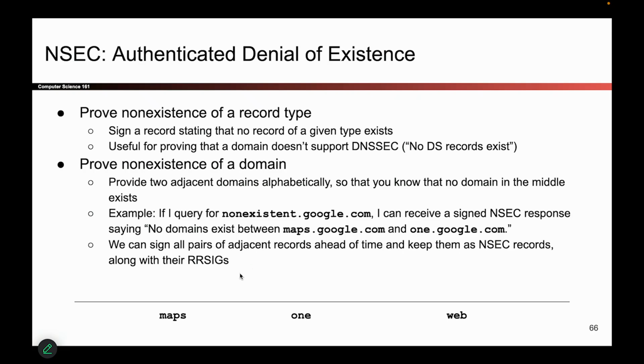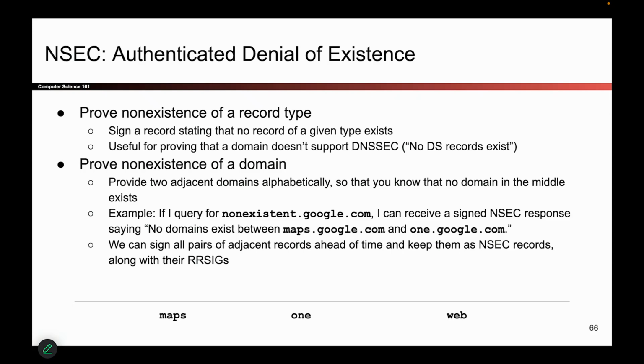More specifically, the way that they choose ranges is they just sign all of the ranges between any two existing domains. So let's say that google.com has only 3 subdomains. There is maps.google.com, one.google.com, and web.google.com. And there's nothing else in this example.